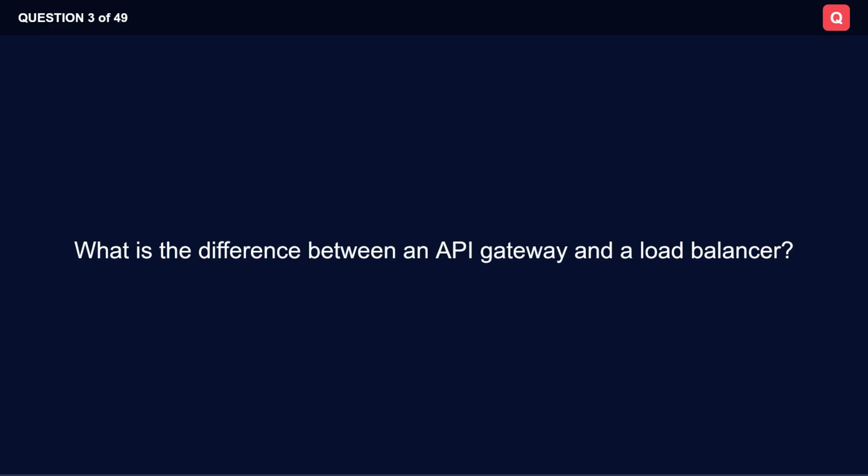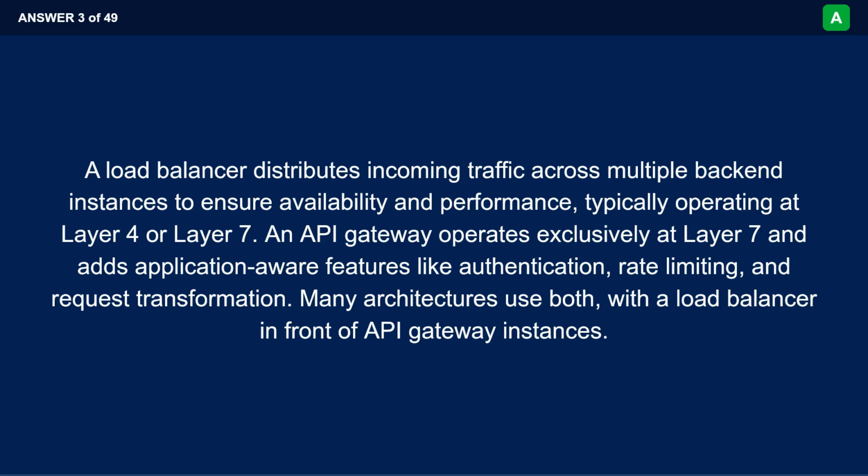What is the difference between an API gateway and a load balancer? A load balancer distributes incoming traffic across multiple backend instances to ensure availability and performance, typically operating at layer 4 or layer 7. An API gateway operates exclusively at layer 7 and adds application-aware features like authentication, rate limiting, and request transformation. Many architectures use both, with a load balancer in front of API gateway instances.